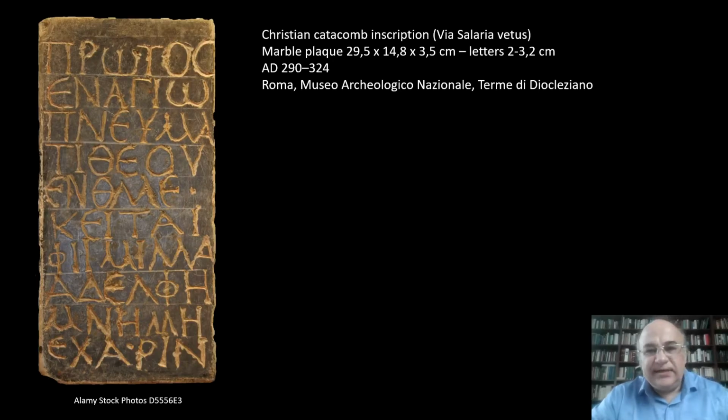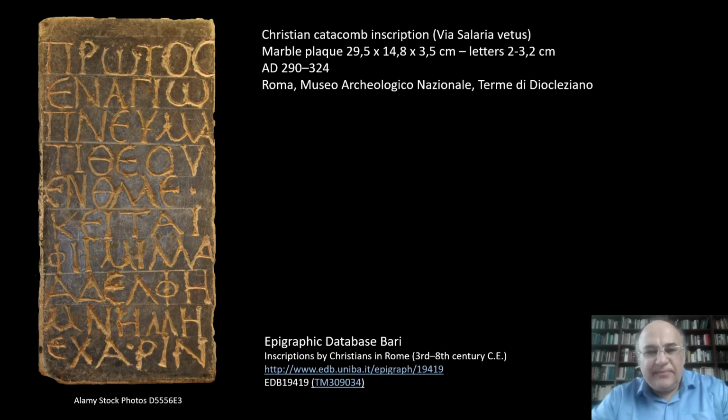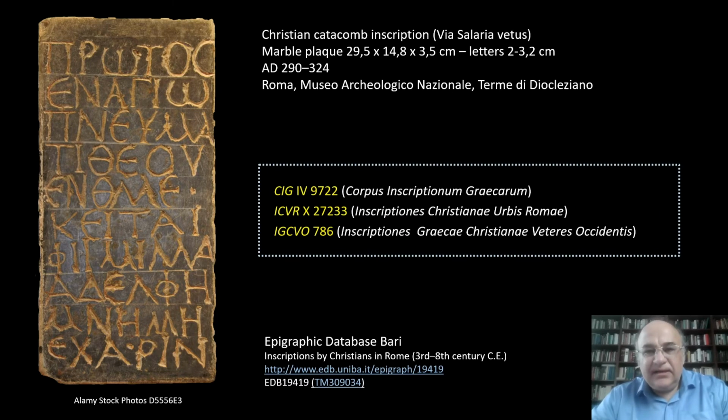As you see, I chose again a short and simple epitaph, which has been found at the catacomb of Via Salaria in Rome and dates back to the 3rd-4th century of the Common Era. The inscription can be found in the epigraphic database Bari. It has already been published in 3 important epigraphic corpuses: CIG, Corpus Inscriptionum Graecarum, ICVR, Inscriptiones Christianae Urbis Romae, and IGCVO, which means Inscriptiones Graecae Christianae Veteres Occidentis.